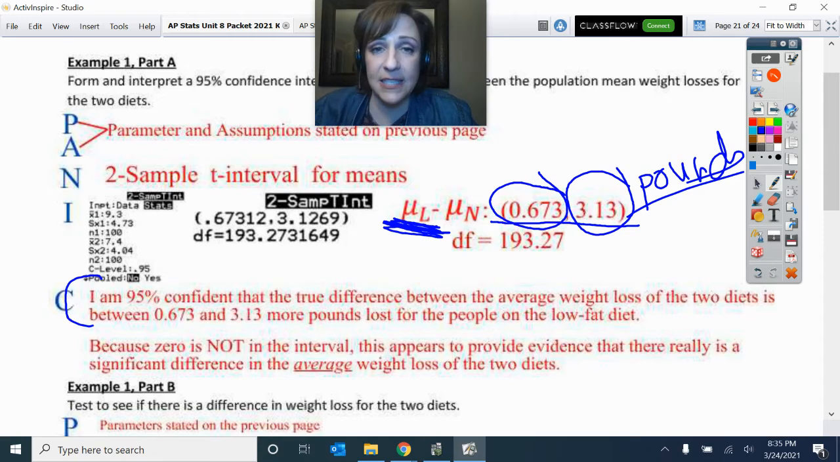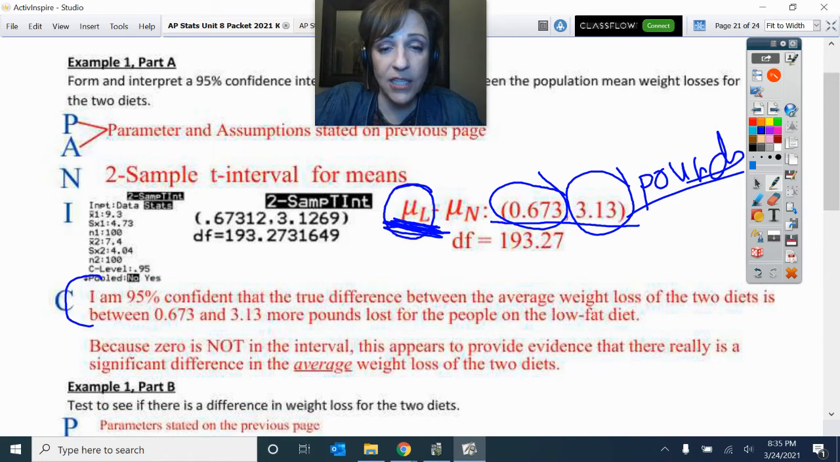You could also say this a different way. You could say I'm 95% confident that the average weight loss on the low-fat diet is between 0.67 and 3.13 pounds more weight loss than the average weight loss on the non-fat diet. Okay?